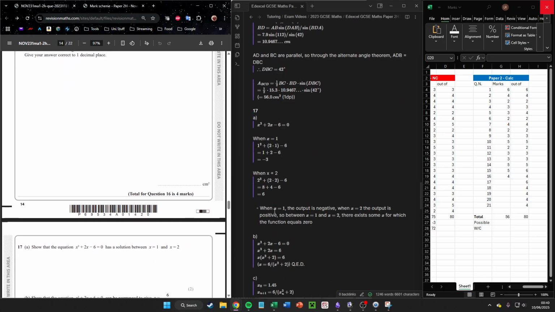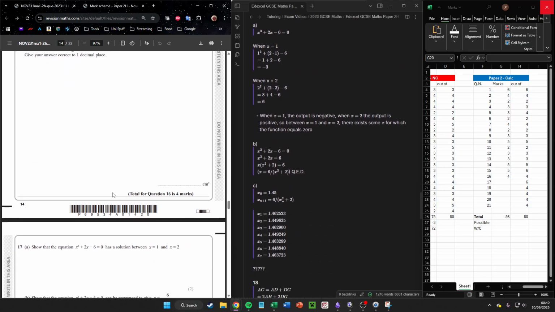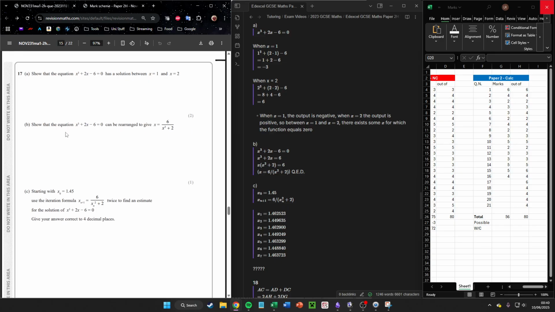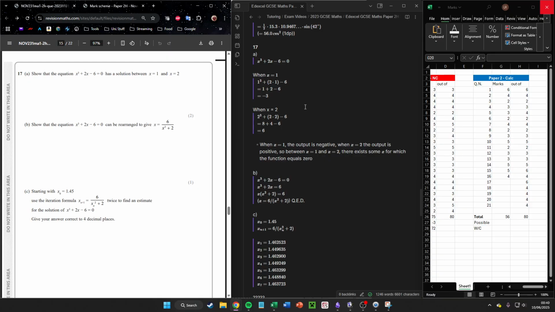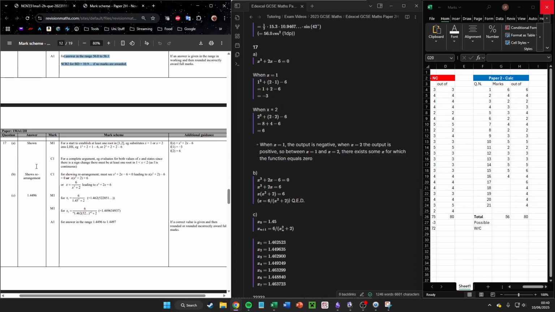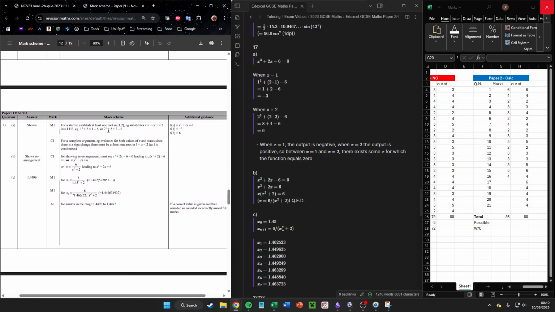This is where it starts to go wrong, if I recall correctly. Show the equation has a solution between 1 and 2, and I basically just calculated the values at 1 and 2, showed that one was negative, one was positive, so that in between there you have to have a 0. Let's have a look at what the mark scheme says. One root, substitute them both in. Did that to get minus 3 and 6.